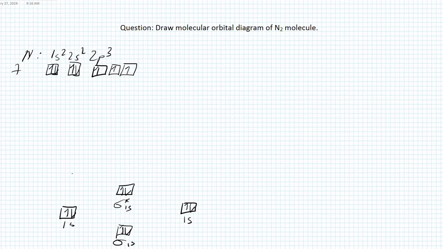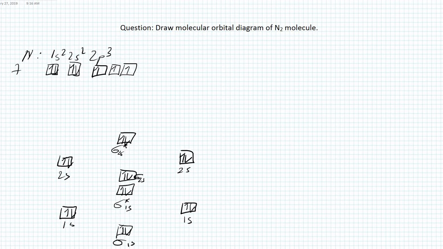Then we can mix 2s orbitals together. Here we can write 2s orbital of this nitrogen and 2s of the other nitrogen, and we know that these atomic orbitals contain 2 electrons. Similarly, if we mix them, we are going to create a bonding molecular orbital and anti-bonding molecular orbital. This is sigma star 2s. This is sigma 2s, and similarly we have 4 electrons in these molecular orbitals.